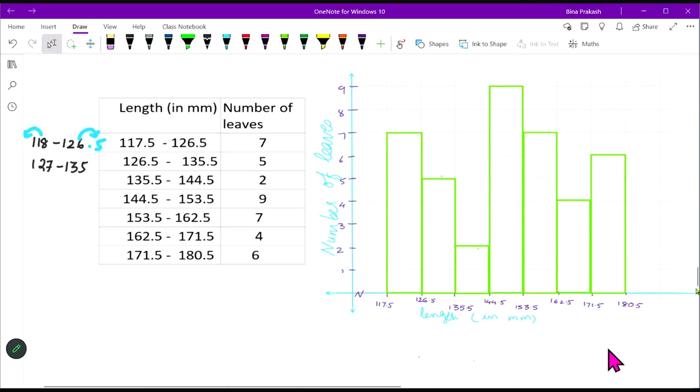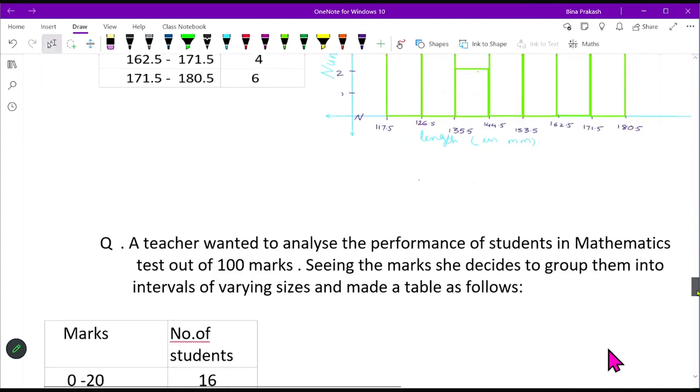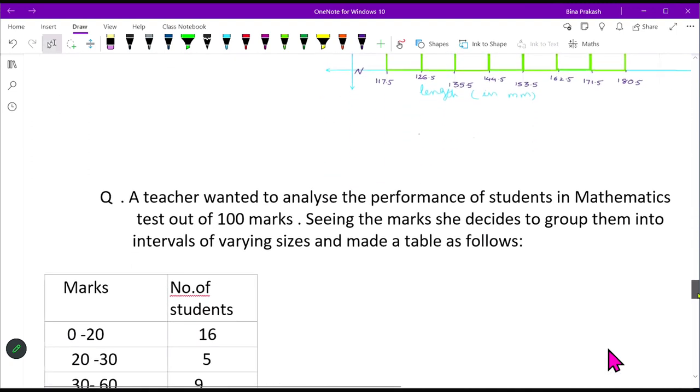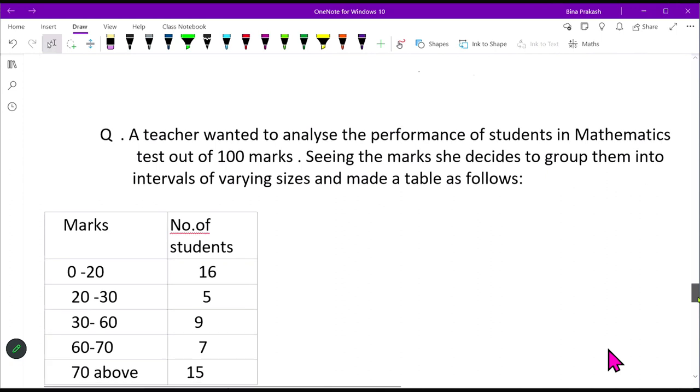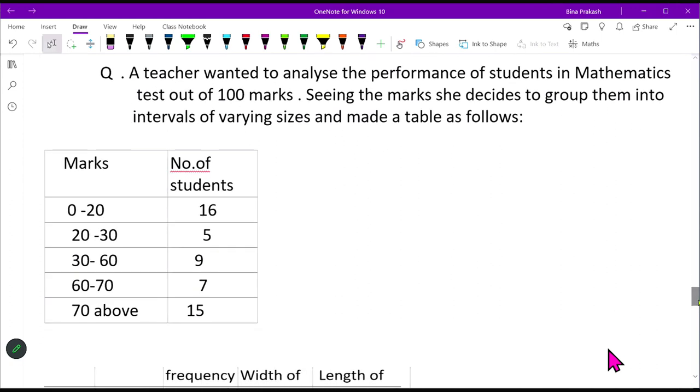Fine. So we need to know that the interval that is given should be continuous. So we have the condition that intervals for making a histogram should be continuous. Second condition is they should be uniform.